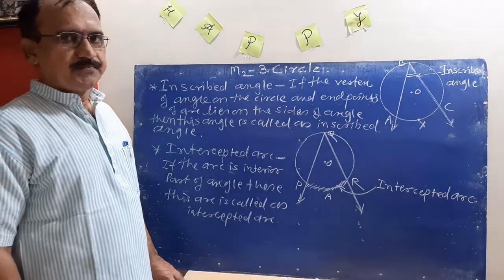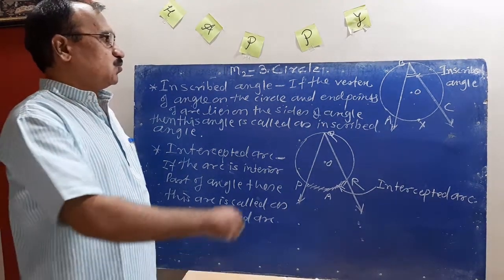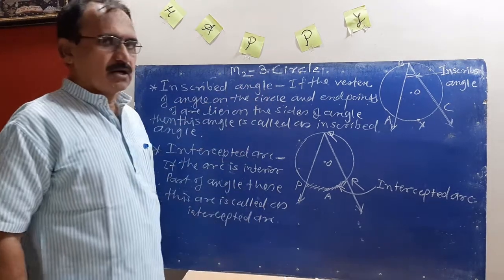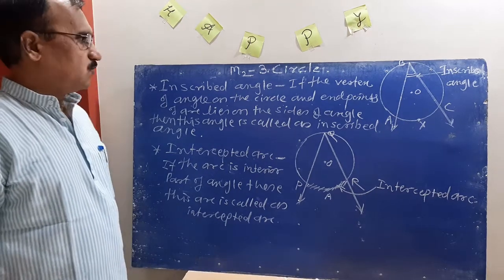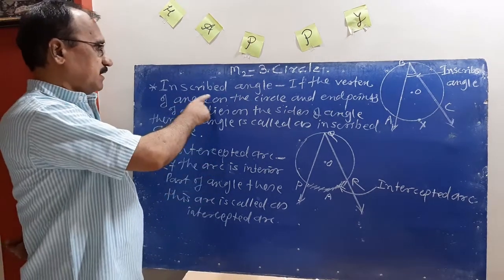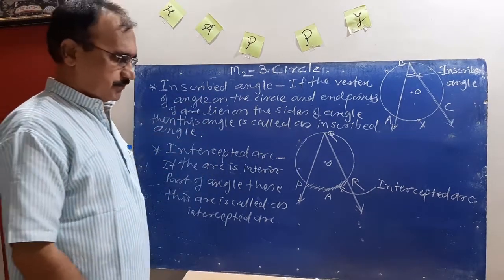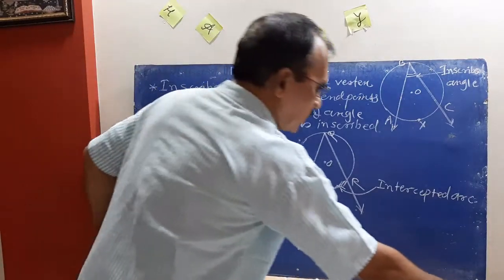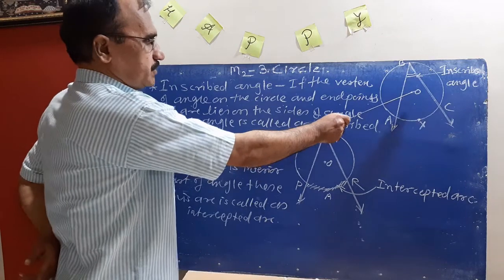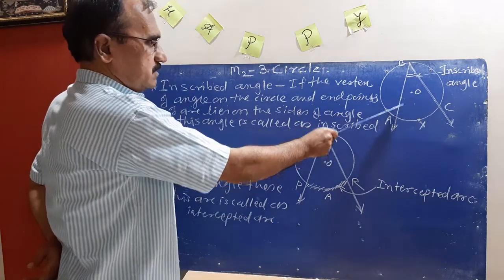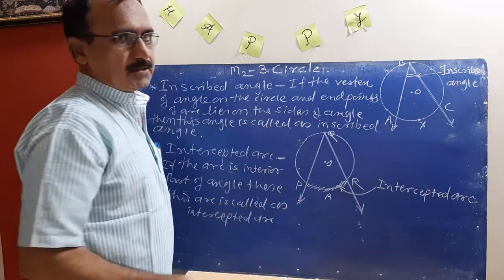Yesterday we have seen Maths 2, Chapter 3, Circle and Practice Set 3.3. Today we are going to learn the next article, inscribed angle. See here in this figure, this is an O-centered circle and this is angle ABC.